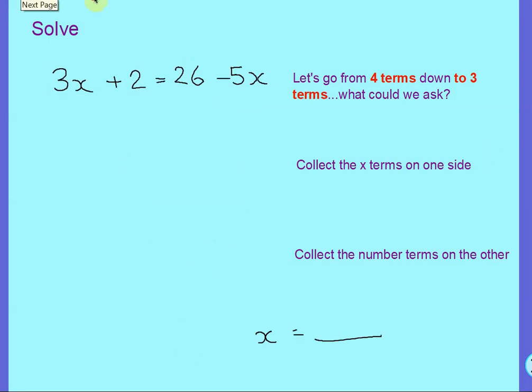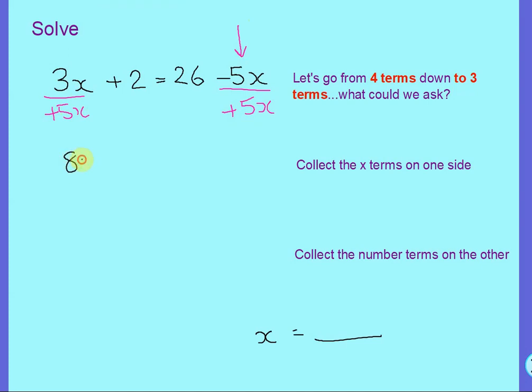Okay, here's another one. So 4 terms down to 3. X's on one side. So which side has the least? Now loads of people go for the left here. But the right hand side actually has a negative 5x. That's a lot smaller than 3. So we need to get rid of this side first. So that's a problem that people often get wrong. So we actually need to add 5x to both sides to get rid of the x's on the right.